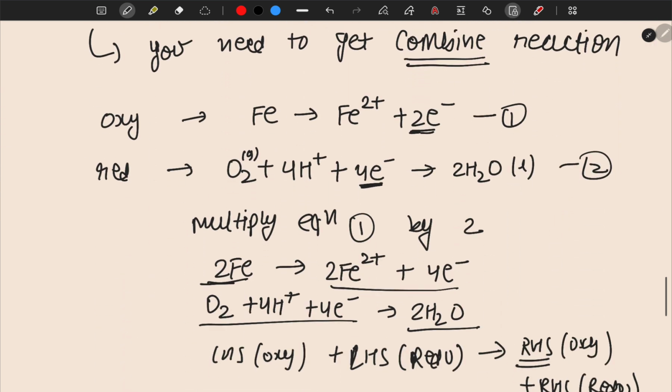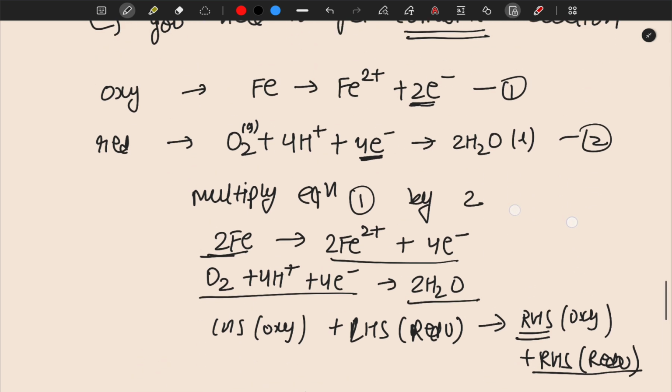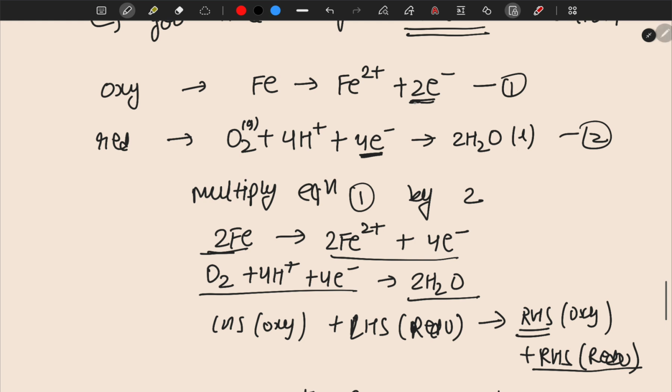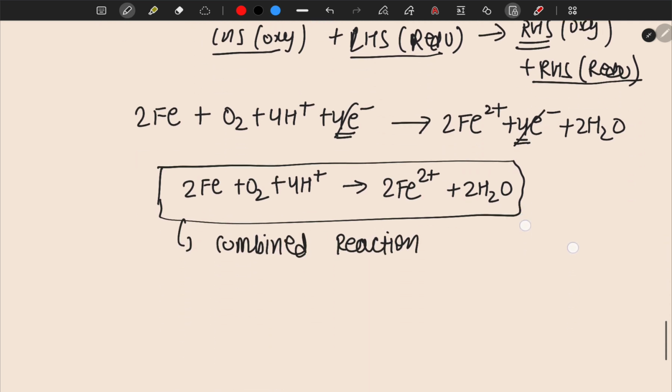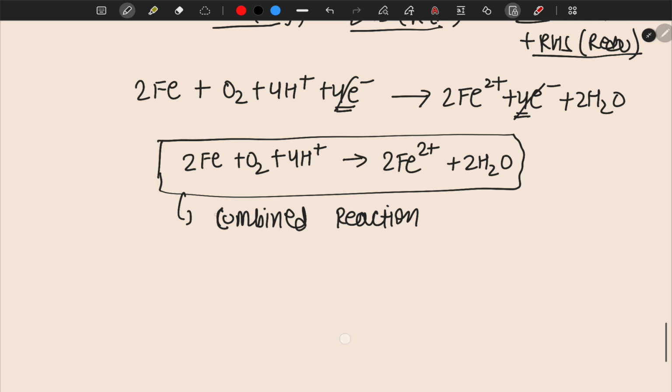And then, to get the combined reaction we need to add the oxidation reaction and the reduction reaction. We apply the step where we make the number of electrons the same in both equations. So we multiply this equation by 2 and then we add. So how do we add? We take the LHS of the oxidation reaction and the LHS of the reduction reaction, equate them with the RHS of the oxidation reaction and the RHS of the reduction reaction, and then we simplify and we get this combined reaction.